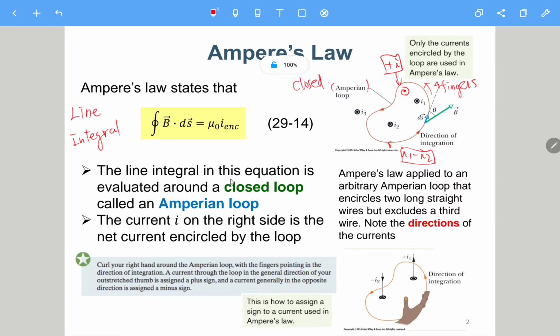Here it says the line integral in this equation is evaluated around a closed loop called an Ampere loop. The current I on the right side is the net current encircled by the loop. We can use the right-hand rule to determine the sign of the current. So this is out of the page, so this is positive, this is negative. And actually, we will assume that this current is infinitely long, from negative infinity to infinity, or the other way around.